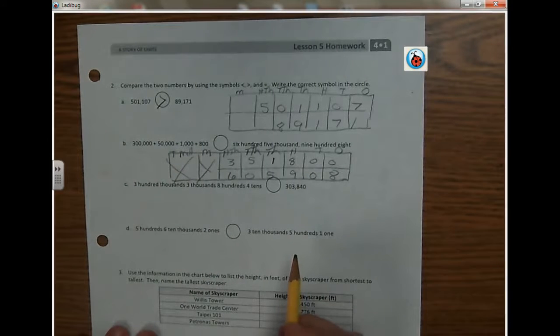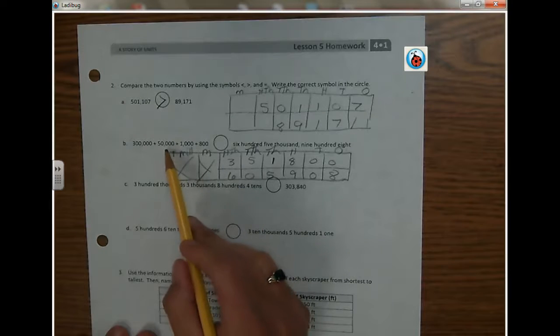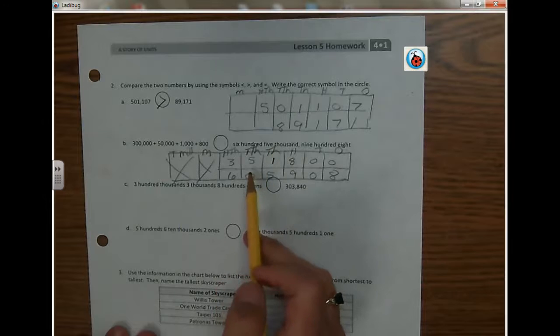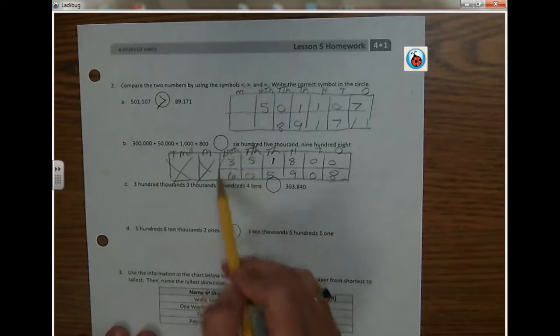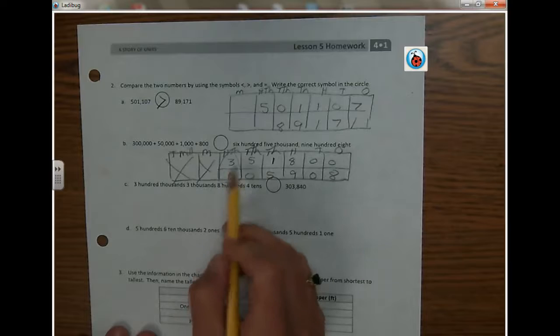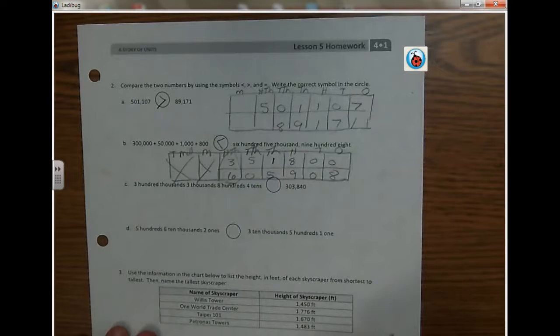So you are going to have to translate these numbers, these expanded form and word form, into your standard form. Easiest way to do that is to put it in a place value chart. So then I can easily see in my 100,000 spot that the 6 is greater. So this is the greater number. It actually gets a less than sign because this one's first.